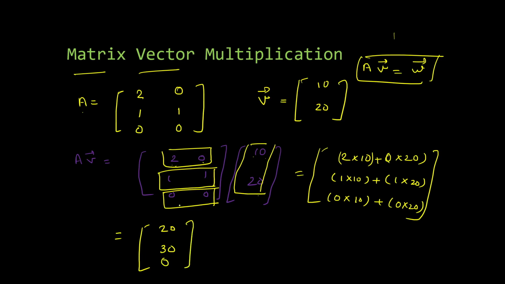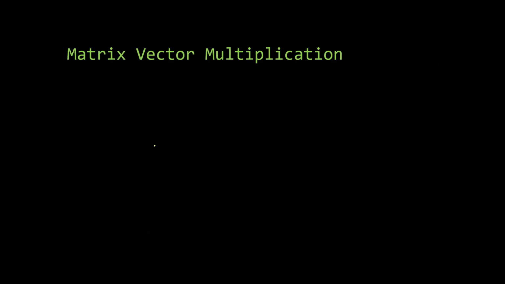This is the resulting vector. So here we have done matrix vector multiplication in the form of numbers so that you can understand the pattern. Those who prefer understanding the formula first, let me write the formula also.